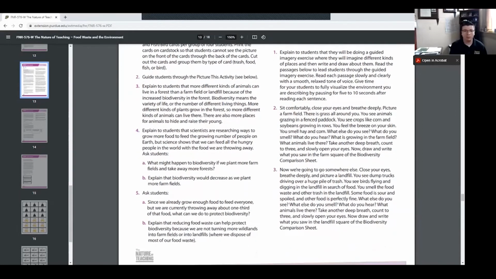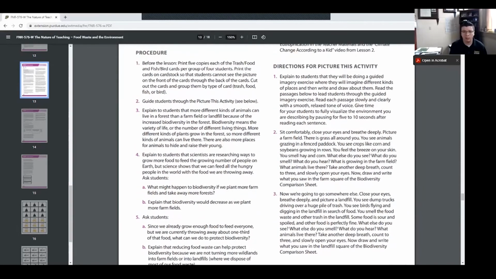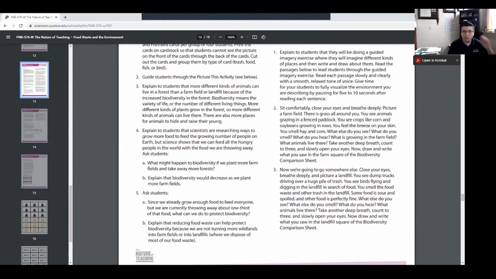So you'll want to start by guiding the students through the picture this activity. And those instructions are right here on the page. You can walk through those directions. It gives the students a nice visual for better understanding this part of the lesson. Moving on, explain to students that there are more different kinds of animals that can live in a forest than compared to a farm field or a landfill.